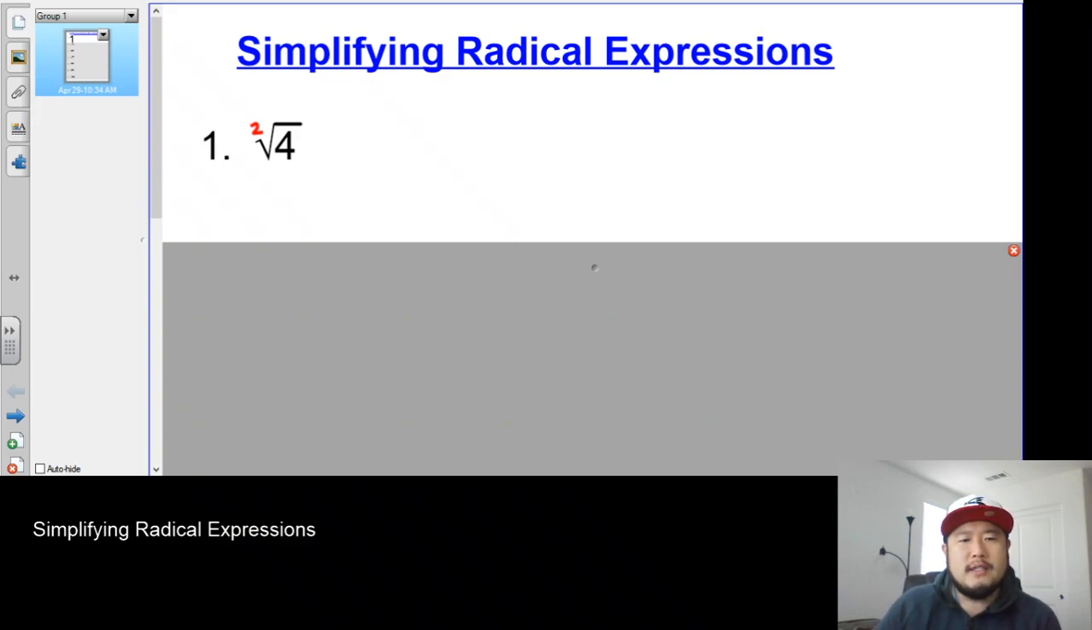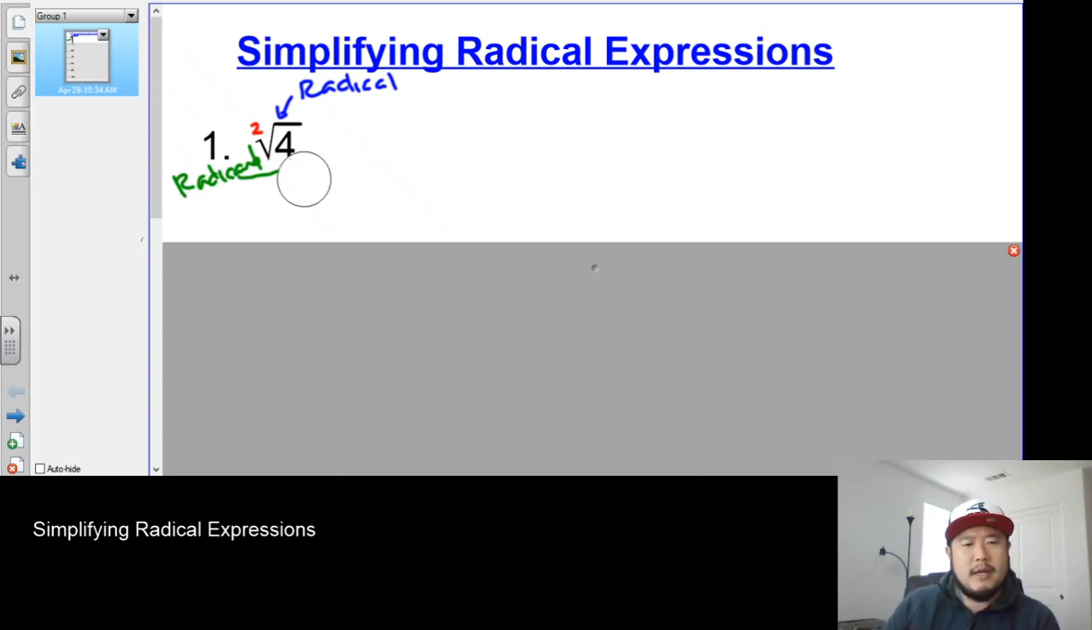So when I take a look at this right here, this is the radical. And whatever number happens to be inside of the radical, we actually call that the radicand. Okay, so radicand, that's whatever would be inside of the radical.